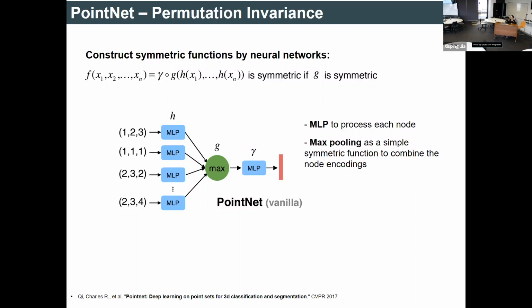This gives a high dimensional embedding of the point. And then they use a simple symmetric function, a max pooling function, to combine the encodings of points together. This gives a single high dimensional vector of the global shape of the input. Then we can apply a second neural network, another multi-layer perceptron, for example, to output prediction scores.